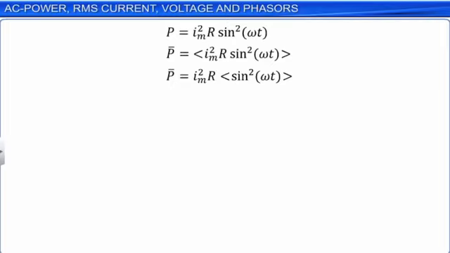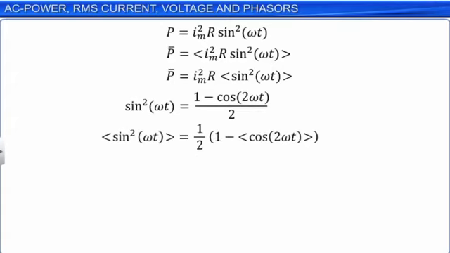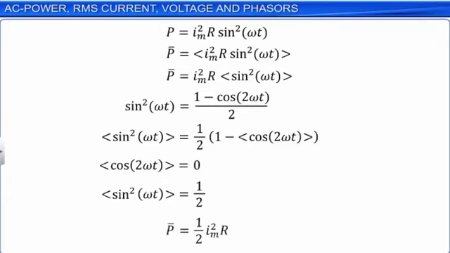For this purpose, we will use the trigonometric identity. Sine square omega t is equal to half of 1 minus cos 2 omega t. Therefore, the average of the required expression is given as shown. However, the average value of cos 2 omega t over a complete cycle is 0. This makes the average of the sine squared omega t over a cycle as half. Therefore, the average power dissipated over a cycle is half of Im square R.